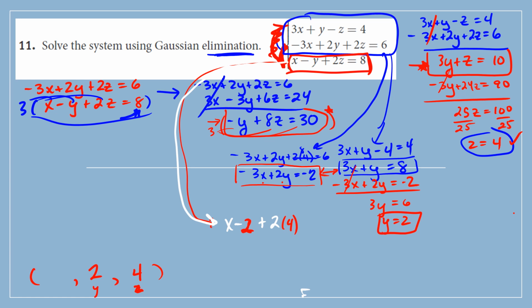So I have x minus 2 plus 8 equals 8. I wrote 6 there, so x plus 6, I probably combined those in my head, equals 8. So x equals 2. So our final solution is 2 for x, 2 for y, and 4 for z.